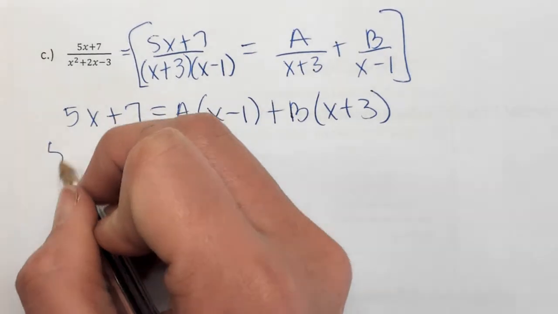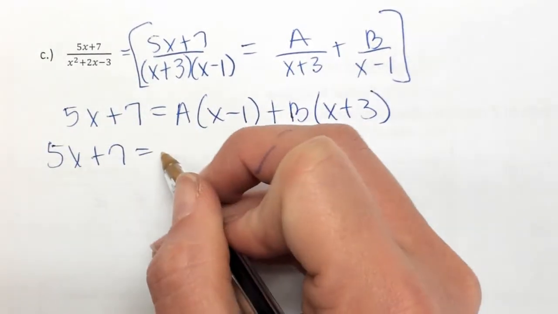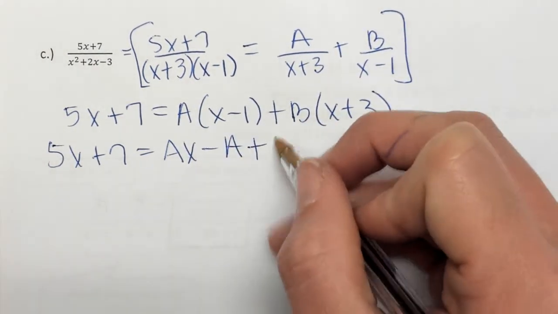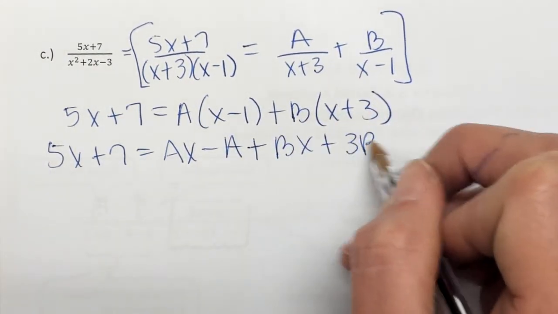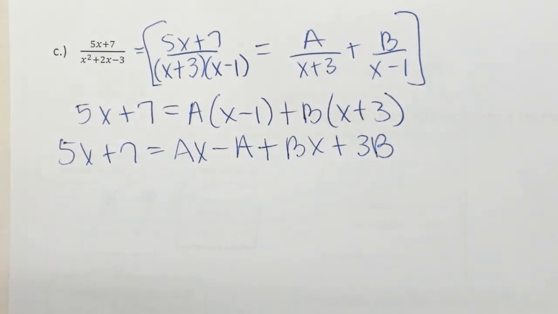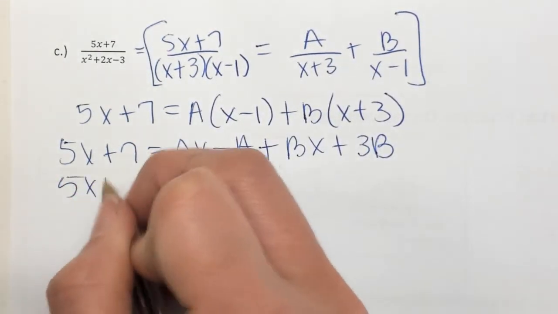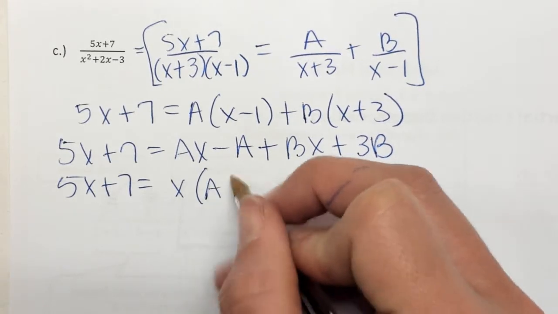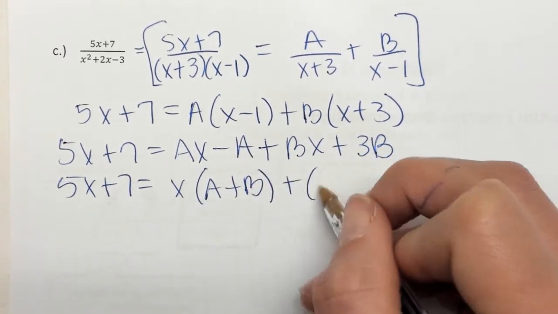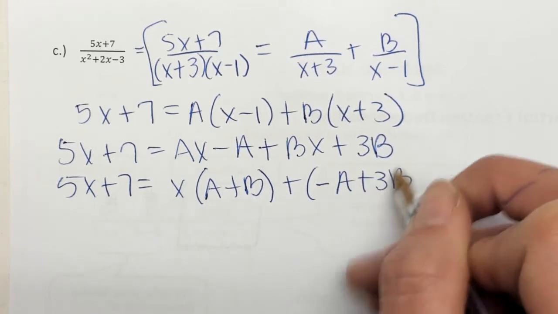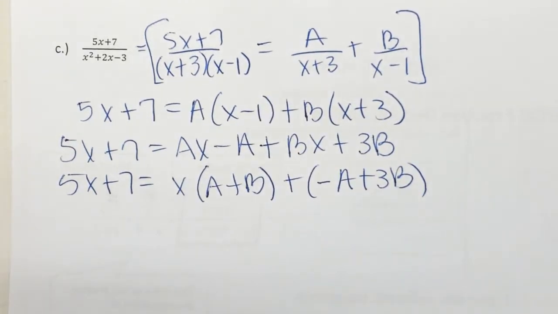Alright, so this would be 5x plus 7 equals what? Ax minus A plus Bx plus 3B. Good. Any questions about that part? Alright, so now we leave this the same. We could group what together? A plus B. And 3B minus A. Good. Let's write it as negative A plus 3B. We want it in standard form, so we want that A to be first.